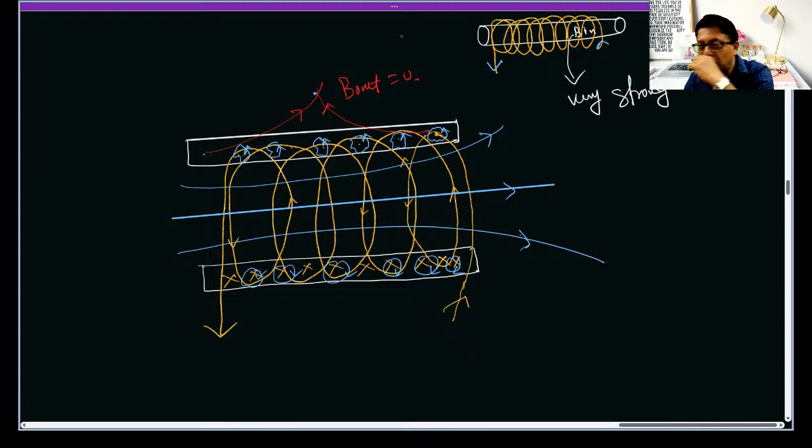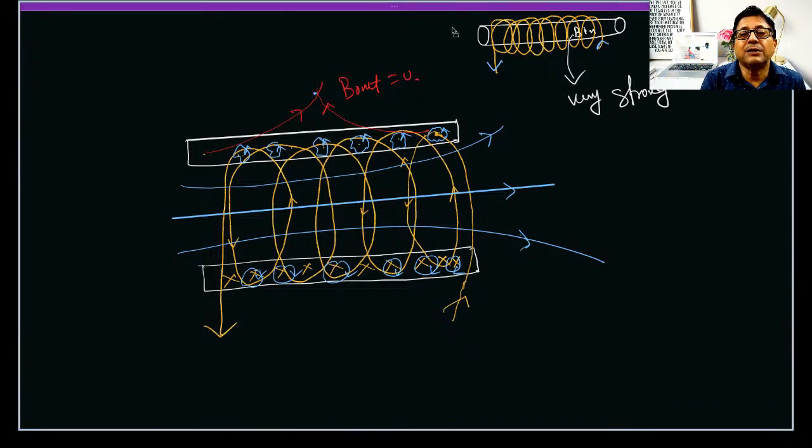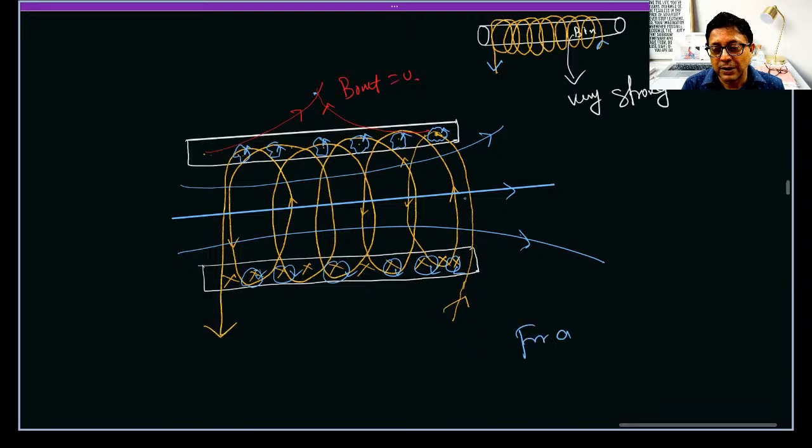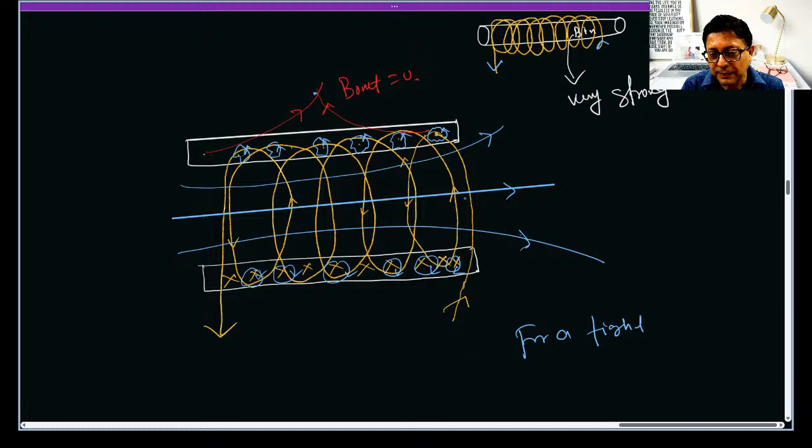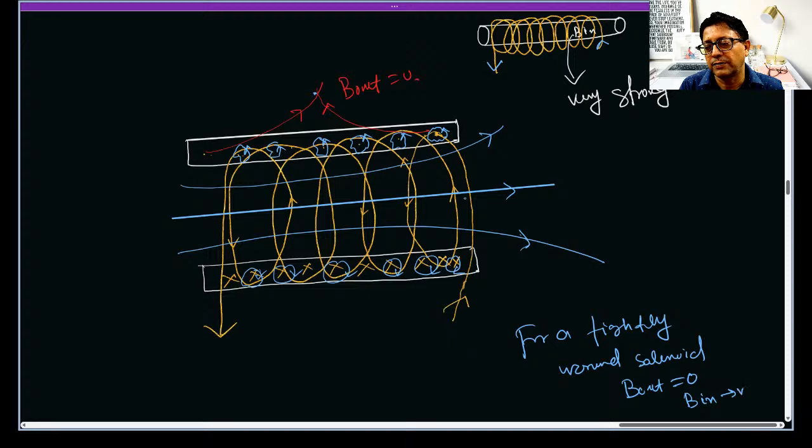This happens for a tightly wound solenoid. We consider only tightly wound solenoids. For a tightly wound solenoid, B out is 0. B in is very strong. Okay? And now we have to find the magnetic field inside.